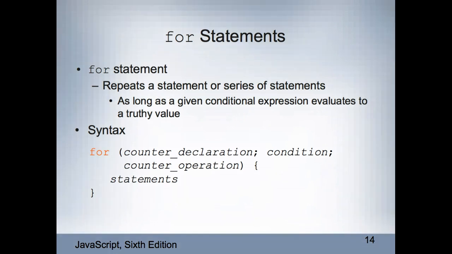The for statement is used to repeat a group of statements as long as a given condition evaluates to true. The for statement is slightly more efficient than the while statement because it does not require as many lines of code, as you can see on page 175 of the book. The syntax of a for loop begins with the keyword for, followed by a counter declaration, a condition, and a counter operation, separated by semicolons and parentheses. The control block of the for loop is enclosed in curly braces.